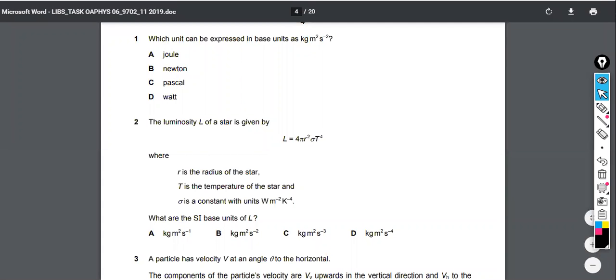All right, so this is question 1, and it has to deal with base units. Remember the learning objective: students will relate the derived units to the base units in the SI system. All of the answer choices are SI units, but they're all derived units. The question says, which unit can be expressed in base units as kilogram meter squared per second squared.